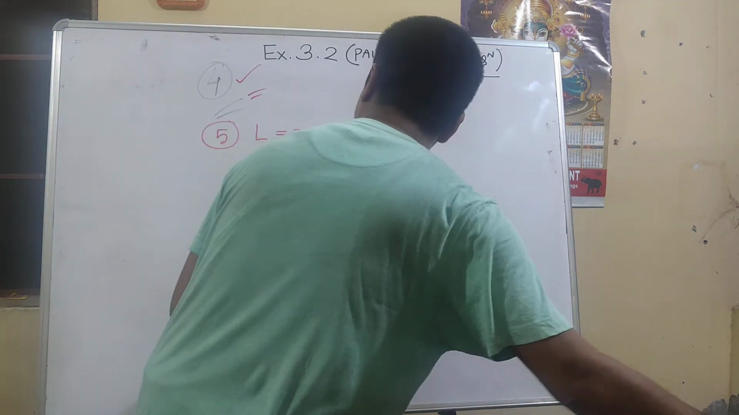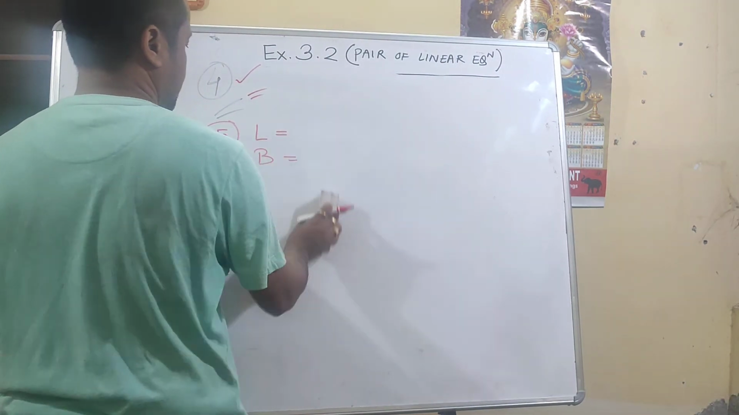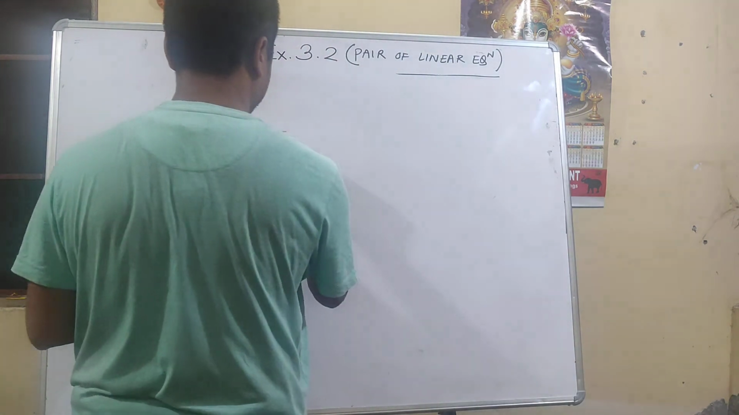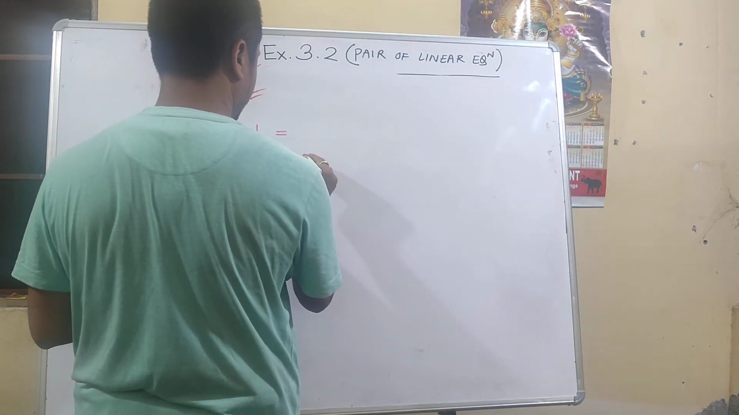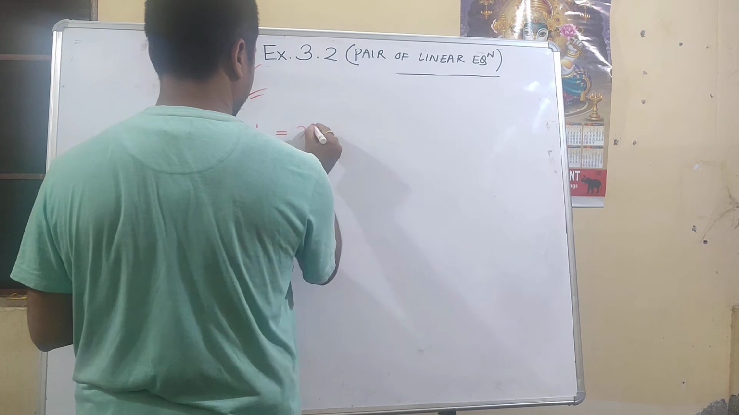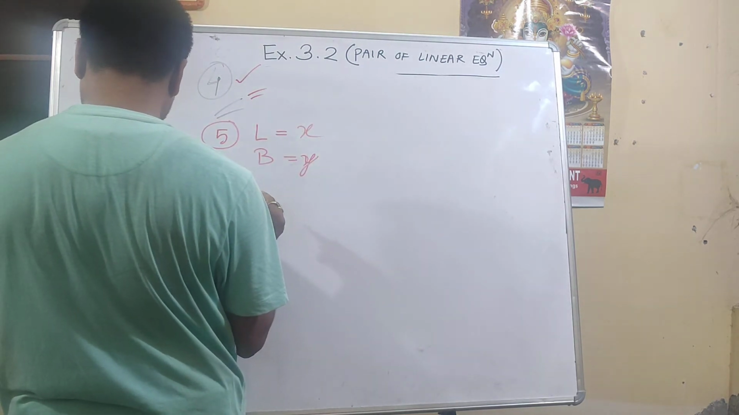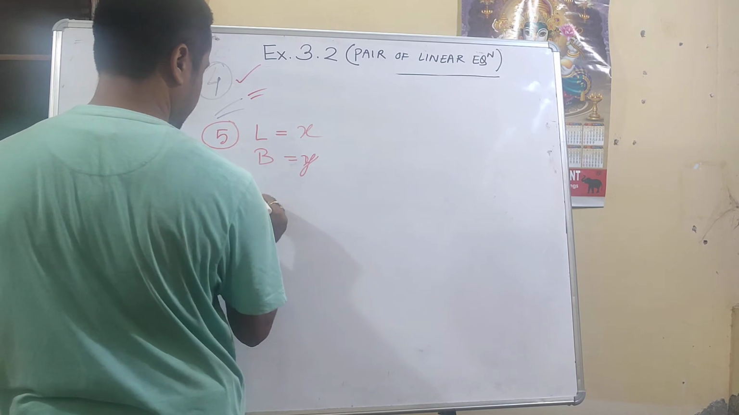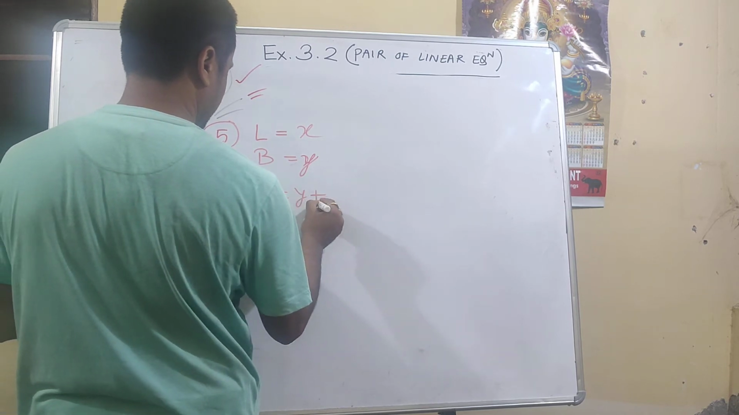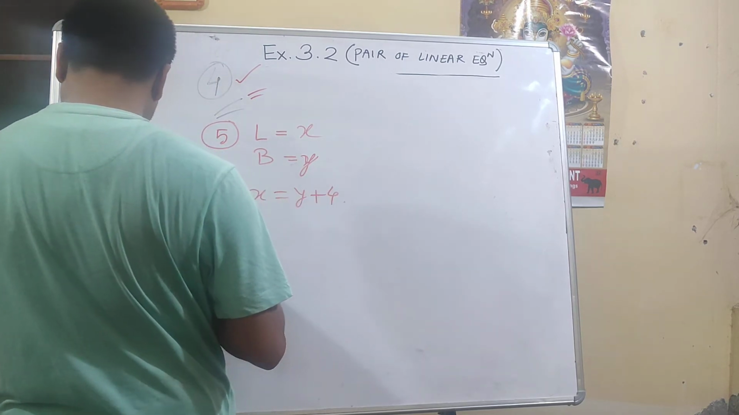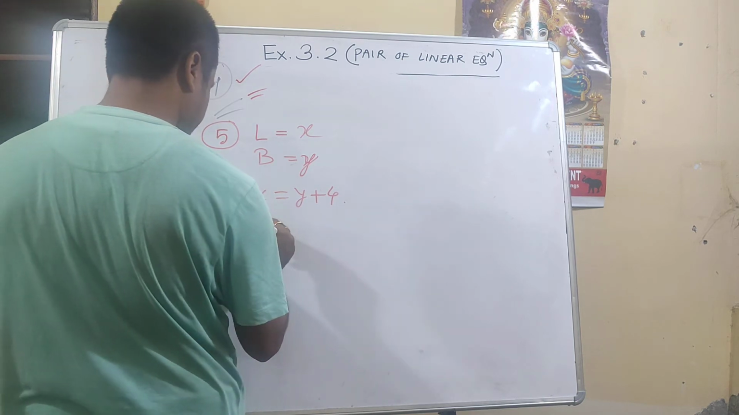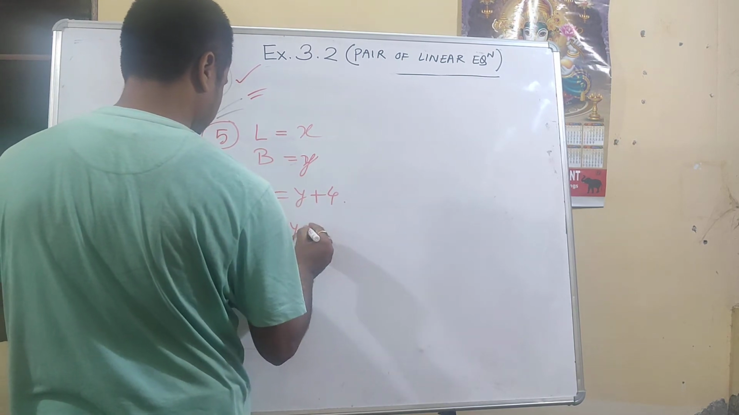Half the perimeter. So it is two variables, better to write like this. Let breadth be y and length be x. Half the length is 4 meter more than its width. That is x is equal to y plus 4. Equation number 1. In equation number 2, half the perimeter, that means x plus y.